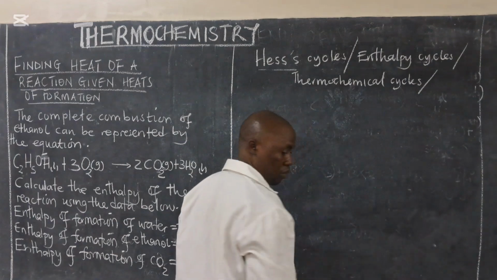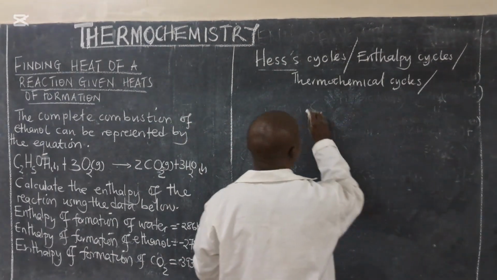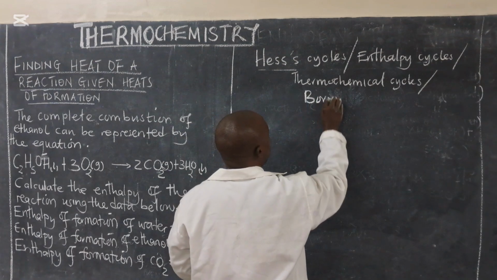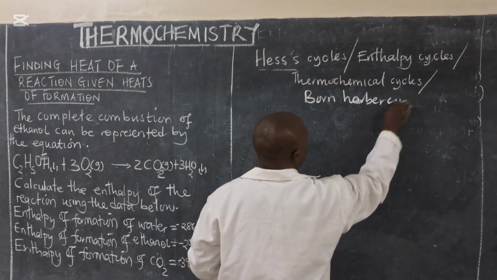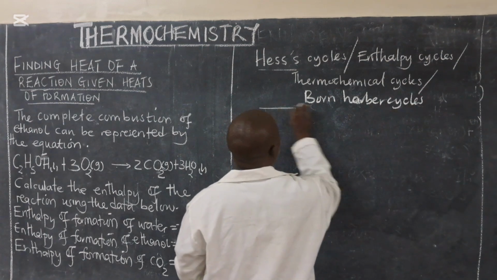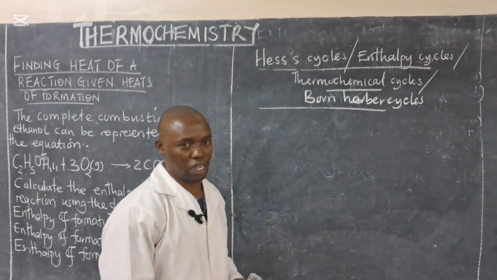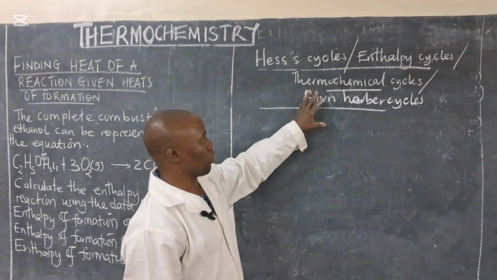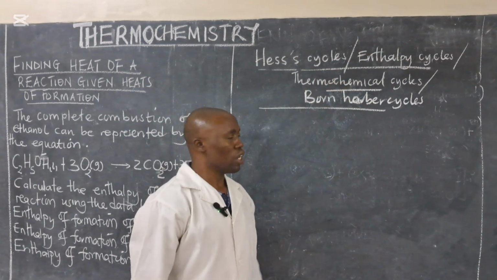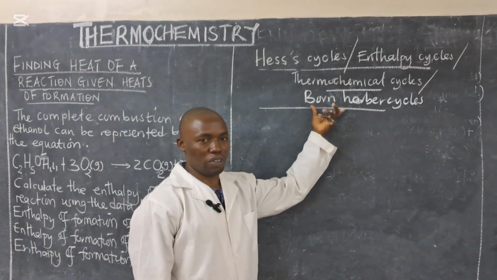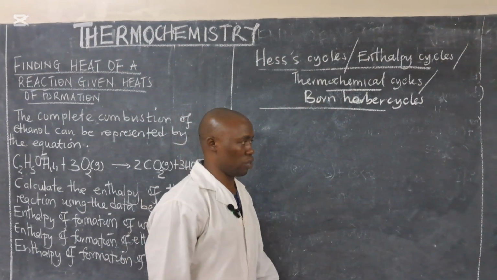And sometimes many examiners have also incorporated into what they call Born-Haber cycles. So any of those can be the names for that type of method: Born-Haber cycles, thermochemical cycles, enthalpy cycles. Of course, the Born-Haber cycle was developed basically for ionic solids, but has been extended to also cover covalent compounds.